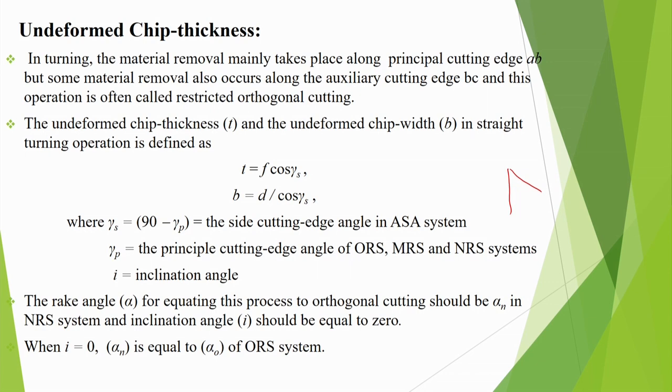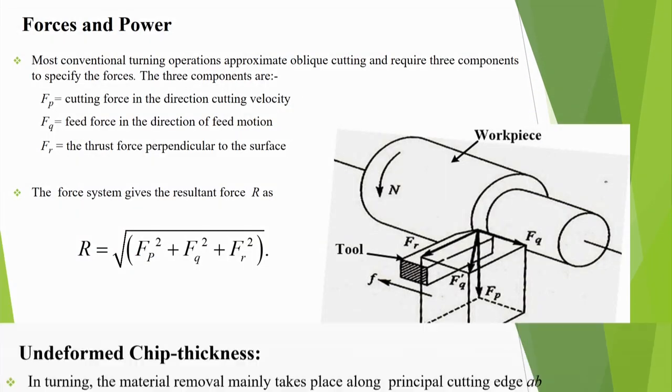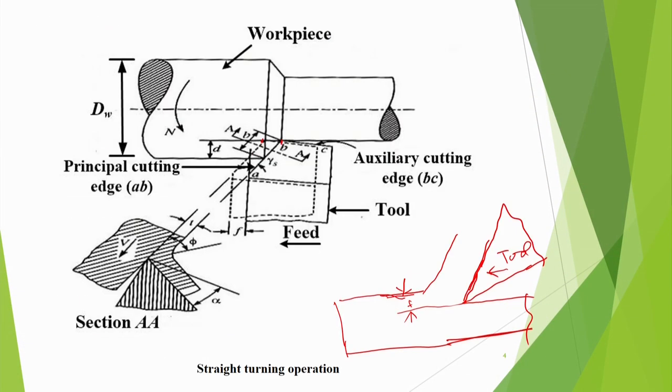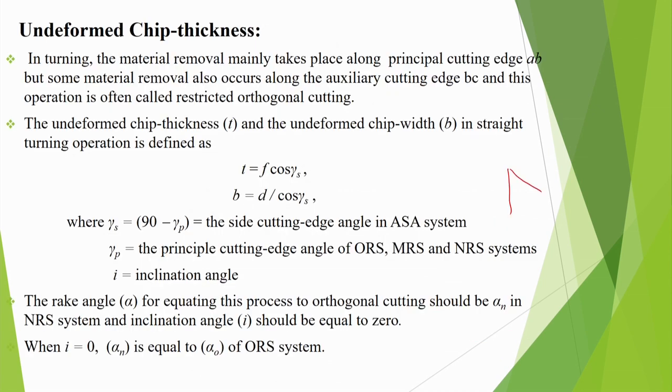Depth is having about the width of the chip. So B is equal to D divided by cos gamma S. If you see carefully the previous diagram, then you can make out width is in this direction. So that is why width is this, but it is D by cos gamma S, because this surface is inclined at gamma S.